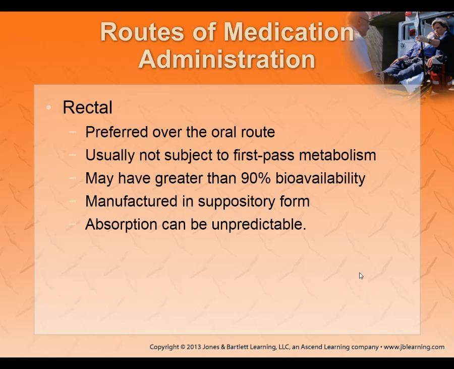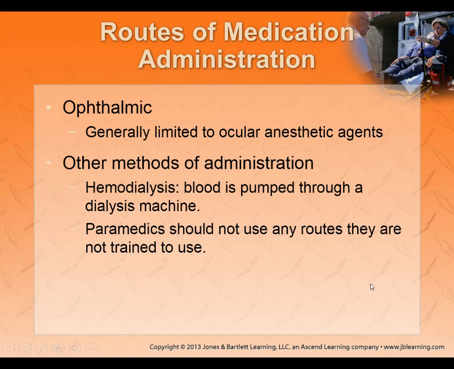Phenergan, things for yeast infection, things for hemorrhoids. Those are all things that come in a suppository type form that we can give. Suppositories for yeast infections are given vaginally, but the rest of them are actually given rectally.